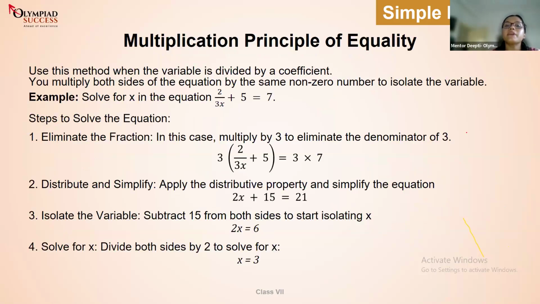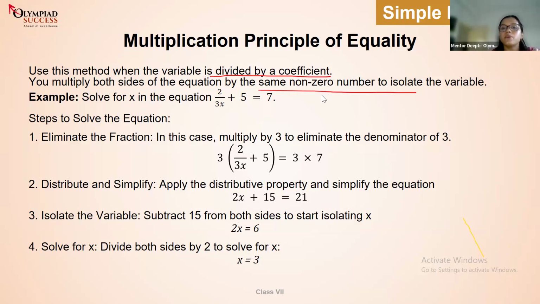Next is the multiplication principle of equality. Use this method when the variable is divided by a coefficient. You multiply both sides of the equation by the same non-zero number to isolate the variable. Okay, so solve for x.